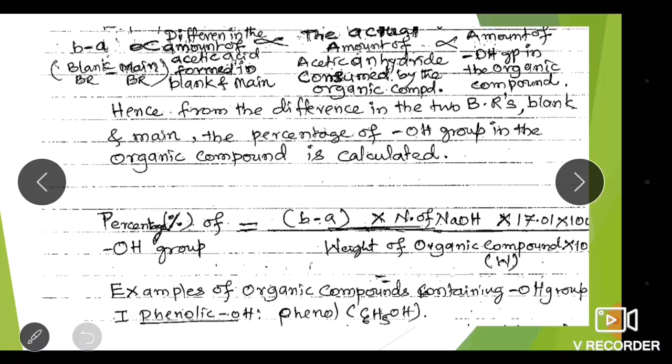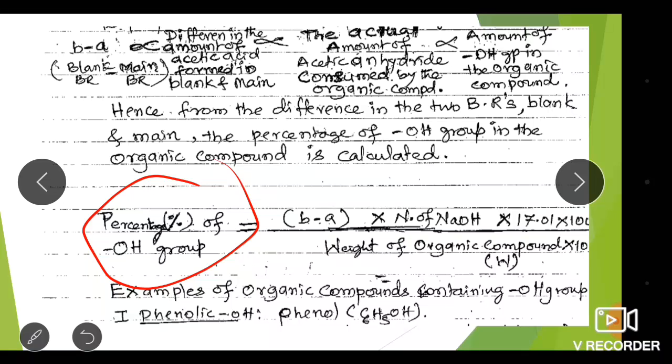So it is directly proportional. The difference between the volumes consumed is directly proportional to the amount of OH group present in a given organic compound. Hence, from the difference in burette readings of blank and main, the percentage of OH group in the organic compound is calculated. With the help of this formula, percentage of OH group is equal to (B minus A) into normality of NaOH into 17, the molecular weight of OH group, into 100, divided by weight of organic compound into 10.